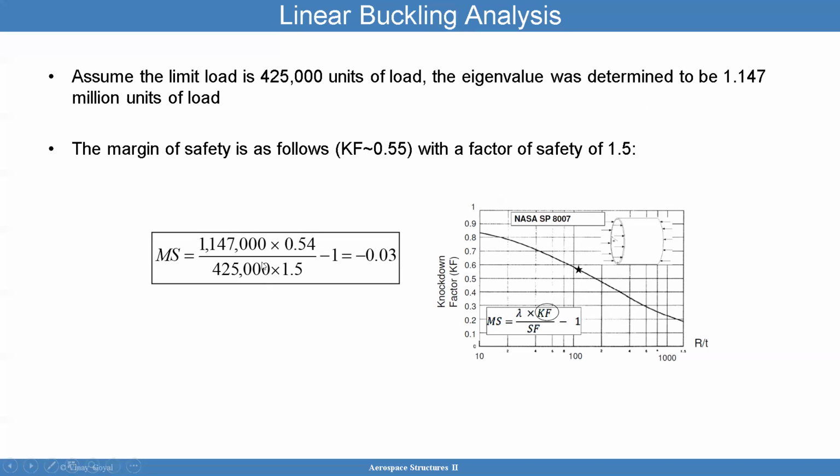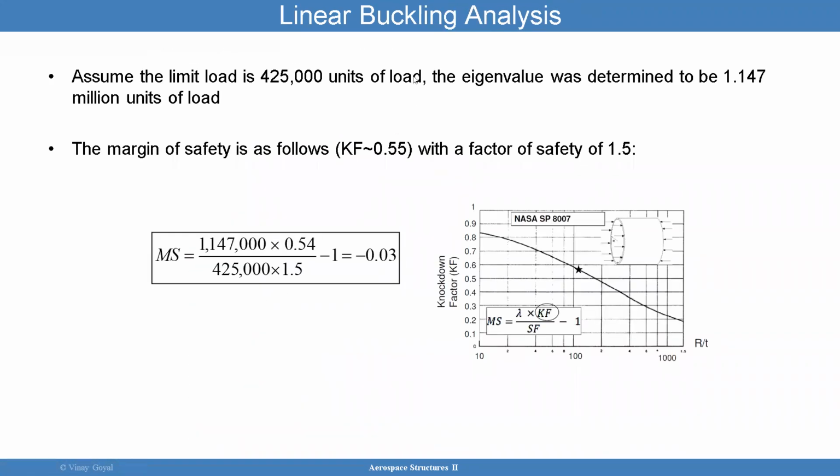The limit load is 425,000 pounds. Alternatively, you could have applied 425,000 pounds to the model and gotten an eigenvalue. Then all you would have to do is take the eigenvalue, multiply by 0.54, and divide by 1.5. You don't have to put these numbers in there. But this gives you a margin of minus 0.03, and that probably requires a slight redesign. Not a big one, but a slight one.